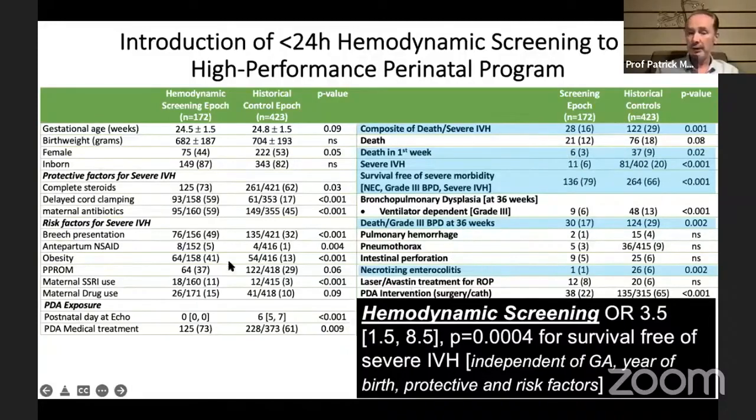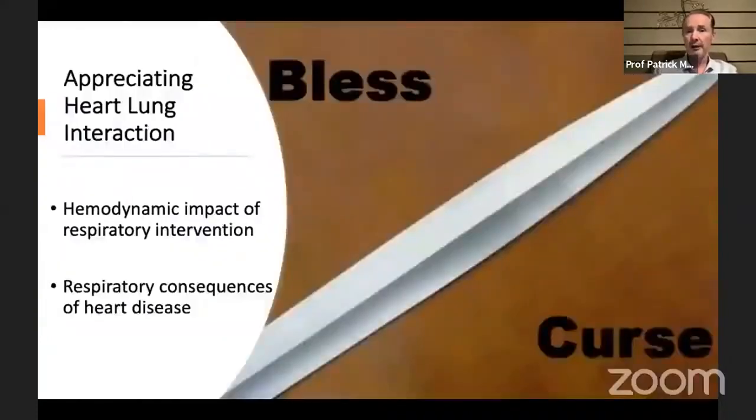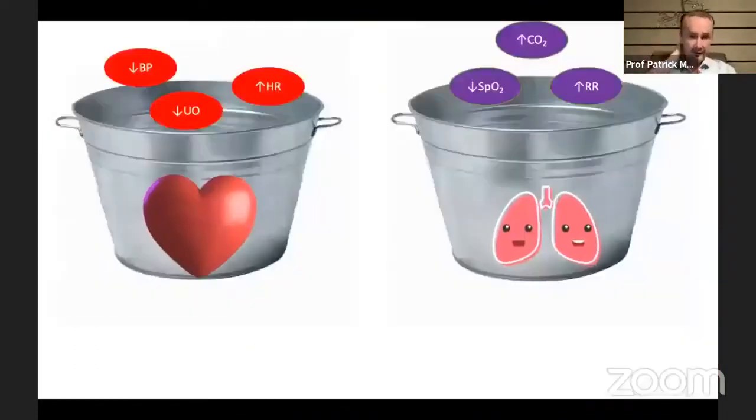And after adjusting for these adverse risk factors and protective factors, such as we're doing more delayed cord clamping, hemodynamic screening was associated with an improvement in survival free of severe IVH with an odds ratio of 3.5, really emphasizing the importance of having the right information. So how do we take these principles to heart-lung interaction? And I think there are two things that are first important to recognize: one, what are the hemodynamic impacts of respiratory interventions? And then secondly, what are the respiratory consequences of heart disease?